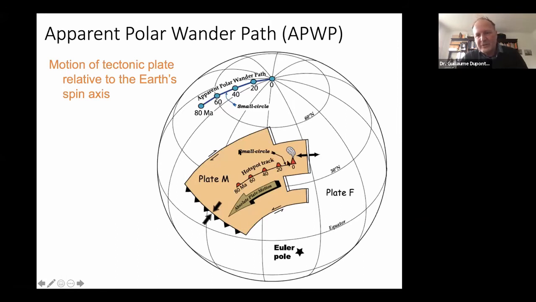And the other way is to take samples from within the plate, so rock samples that have recorded the magnetic field. For example, you could take samples from these volcanoes here, and from each one, you could get the north magnetic pole. Today you would get the north magnetic pole here at the position of the geographic pole.